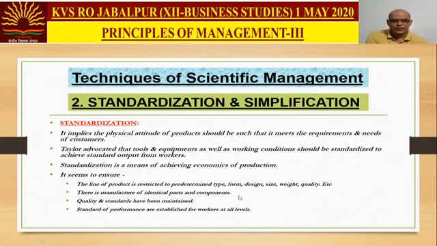It seems to assure that line of product is structured to predetermined type, form, design, size, weight, quality, etc. There is manufacture of identical part, को focus कर लीजिएगा. All the things should be of same standard. Identical parts and components. Qualities and standards have to be maintained. Standards of performance are established for workers at all levels.